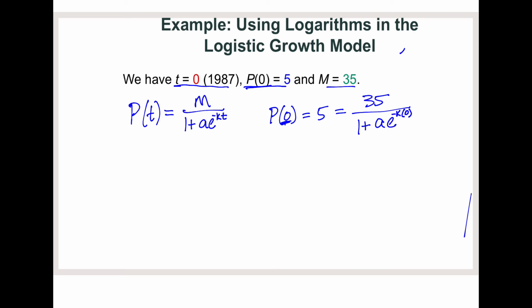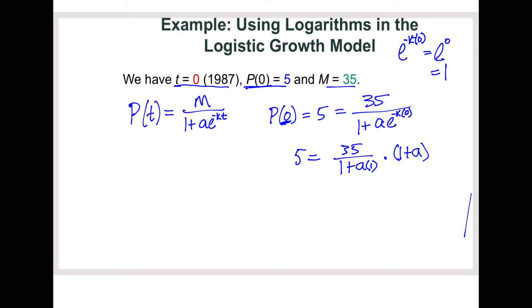So let me just simplify this for you up here. e to the minus k times 0. Well, k times 0 is 0, and e to the 0, any number to the 0, is 1. So now what I have is 5 equals 35 over 1 plus A times 1, or just 1 plus A. And now this is just a matter of solving this equation for A, which will give us the one variable that we needed to find to have our formula adapted to the situation.